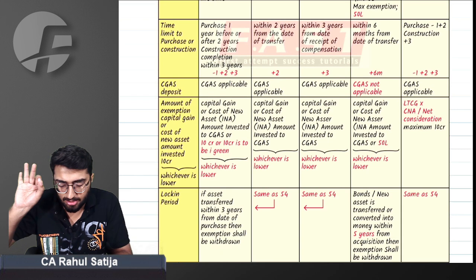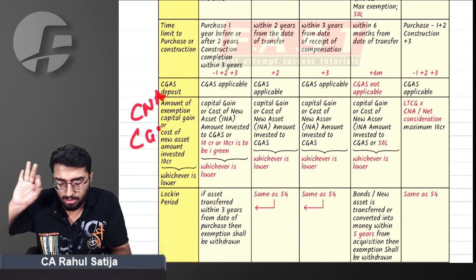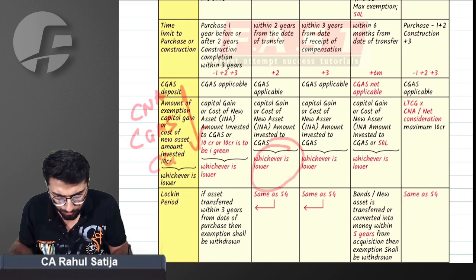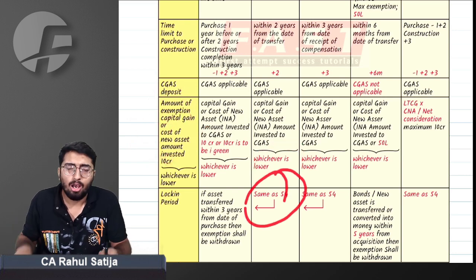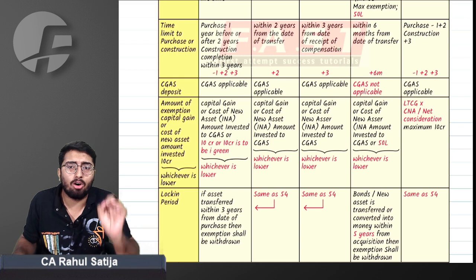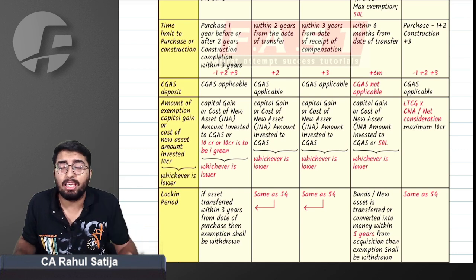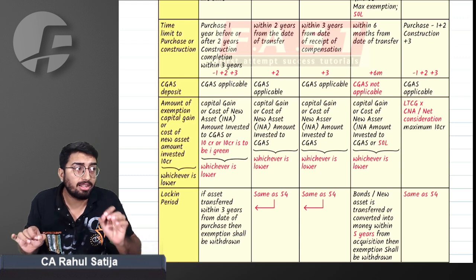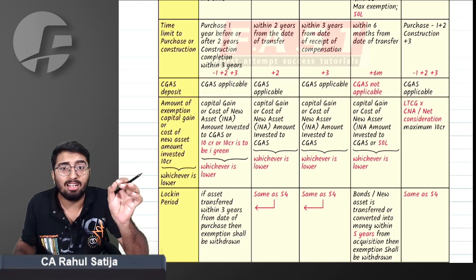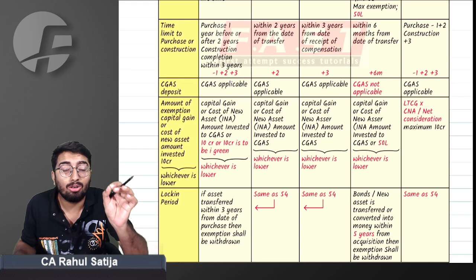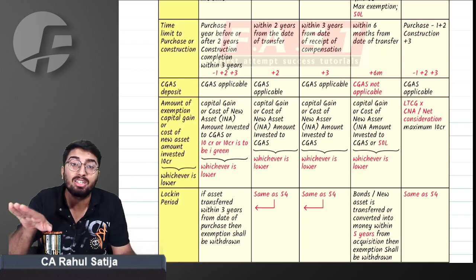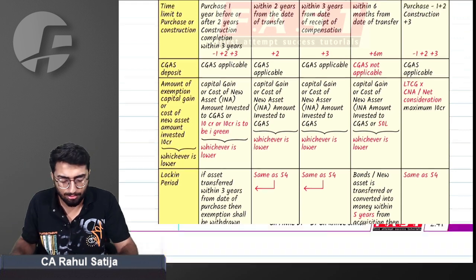How much capital gain will be exempt, sir? Cost of new asset, amount deposited to CGS, or actual capital gain, whichever is lower, will be exempt in this case also. Again, lock-in for 3 years. Once you have bought the rural agriculture land or urban agriculture land, you have to keep that land for 3 years. Otherwise, any amount withdrawn or any further sale made within 3 years shall cause reduction in cost of acquisition at the time of sale.